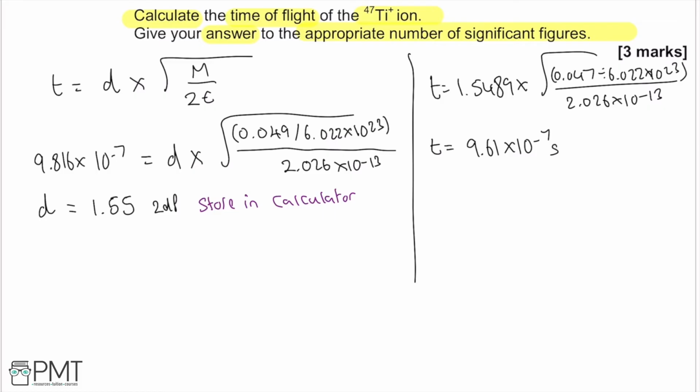So if we look at where the marks are allocated, we get a mark for rearranging the equation, a mark for our value for distance of 1.54, and we then get a mark for our answer of 9.61 times 10 to the minus 7.